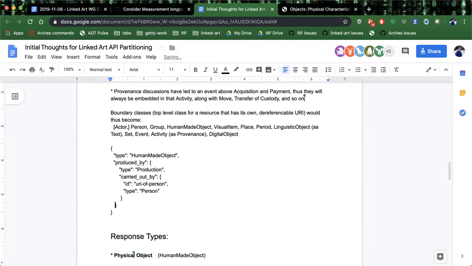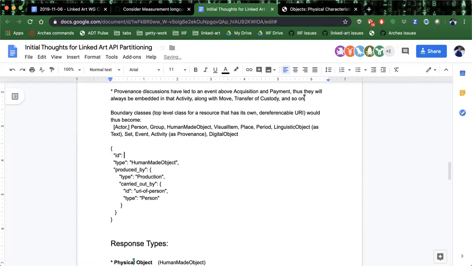But in this case, it's doubly interesting because the person carried out the production, but the production doesn't have its own URI, or doesn't necessarily have its own URI because it's embedded within the higher level object. Meaning you would want to have some sort of triple store implementation. Well, not necessarily. You would want to have an implementation that could reverse that all the way back from person to human-made object, rather than relying on the data that's explicitly recorded.